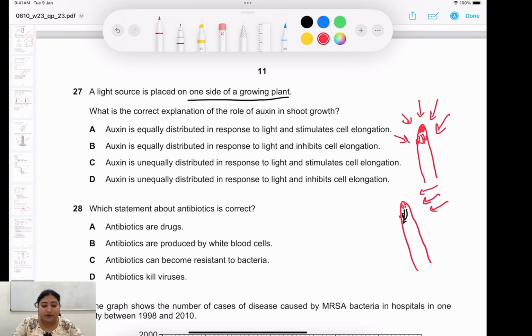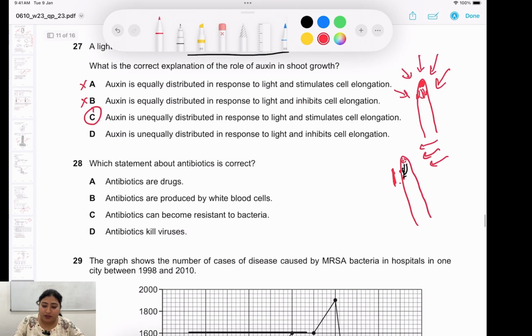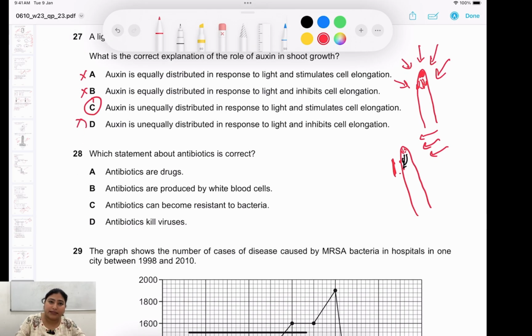Auxin is equally distributed? No. Auxin is unequally distributed in response to light and stimulates elongation. Yes, always when auxin is going to move to the shady region, it is going to cause the elongation of the cells which are on the shady region. So when auxin is distributed non-uniformly, it's going to stimulate cell elongation. So the correct answer becomes C. Okay, so D is not the correct answer.